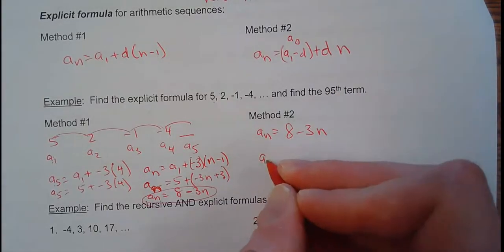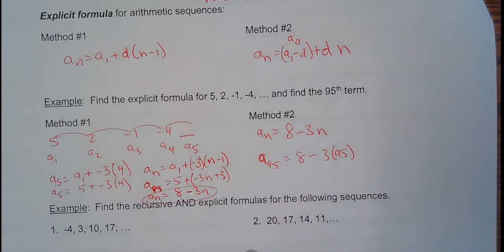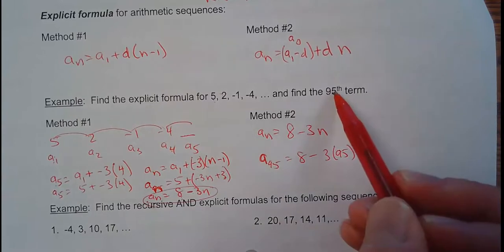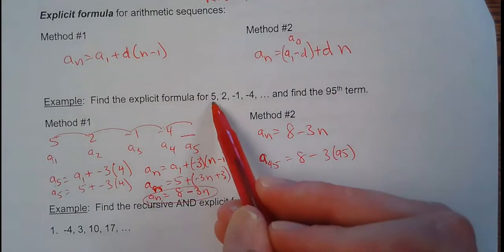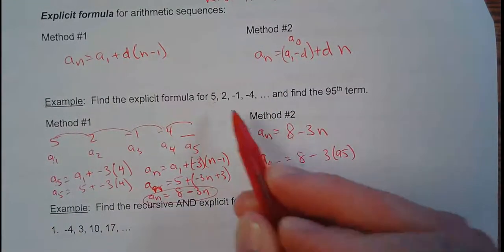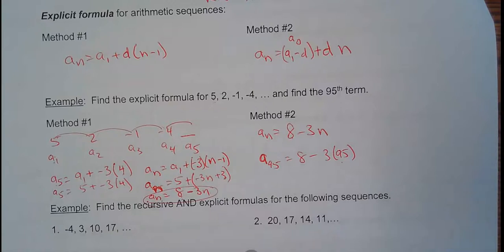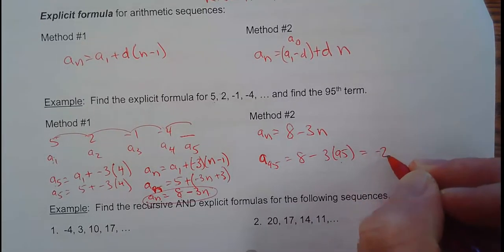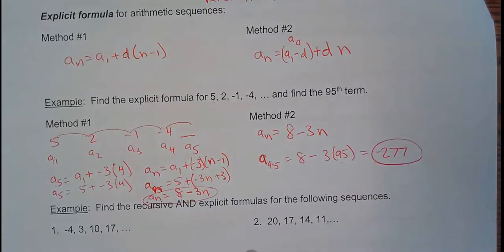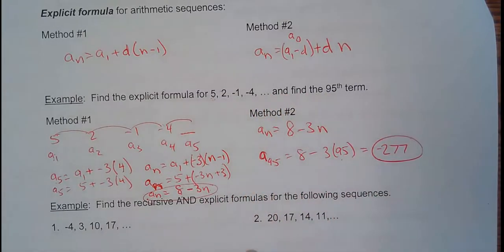So if I'm trying to find the 95th term now, a sub 95 is going to equal 8 minus 3 times 95. Even though the 95th term is 94 jumps from the first term, we just took everything and slid it back one spot. So instead of starting at 5, let's start at 8 and make this 95 jumps. So there's your extra jump to get to 95. Okay. Now put this in the calculator, you get negative 277. Which kind of makes sense. You started in the positives, you're subtracting, and here you are in the negatives, so it should be a negative number. You've got to subtract 3 95 times from 8 or 94 times from 5, however you want to look at it.